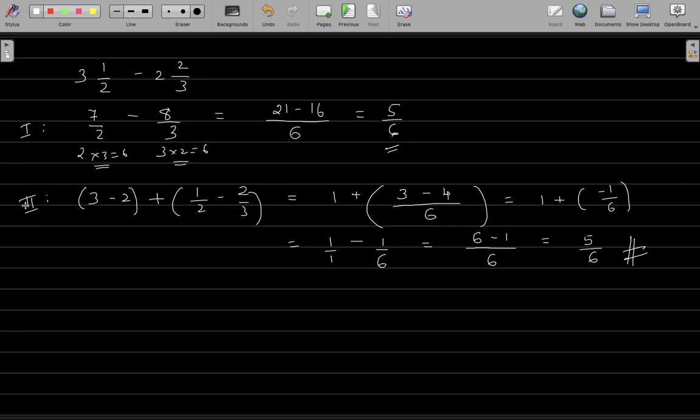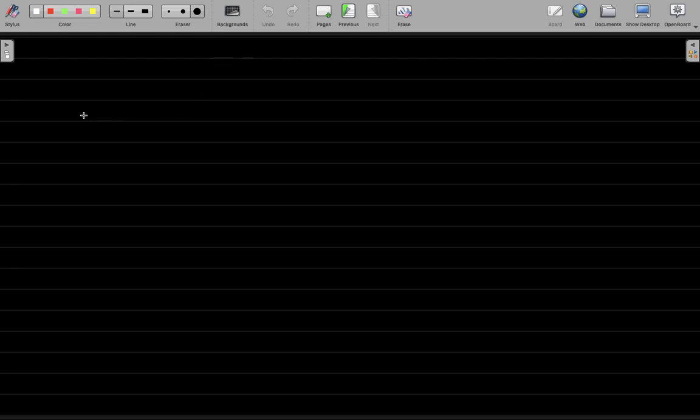So whenever you are subtracting mixed fractions, subtract the whole numbers plus subtract the fractions part. Let us look at another example. Say I have 1 10 by 11 minus 1 by 3.